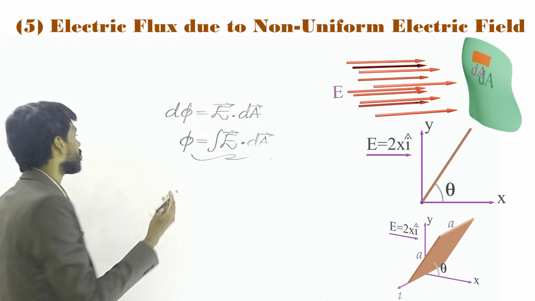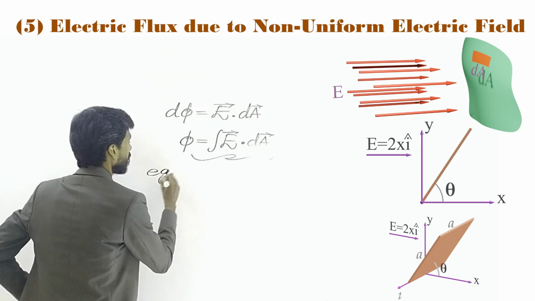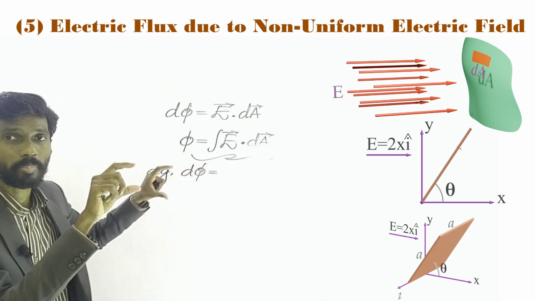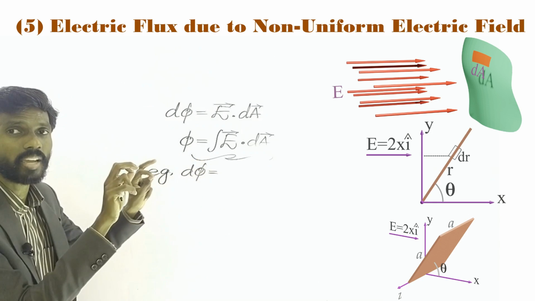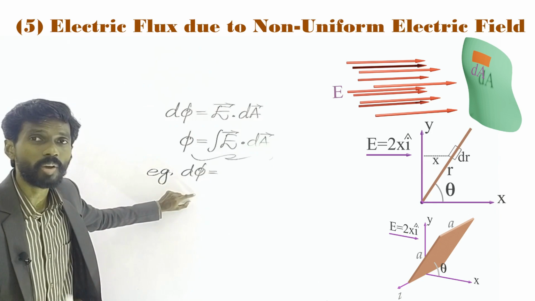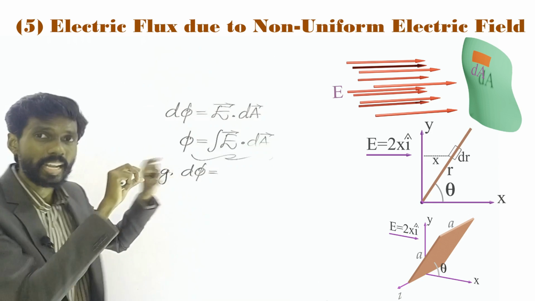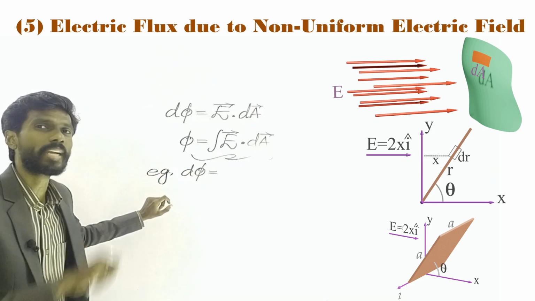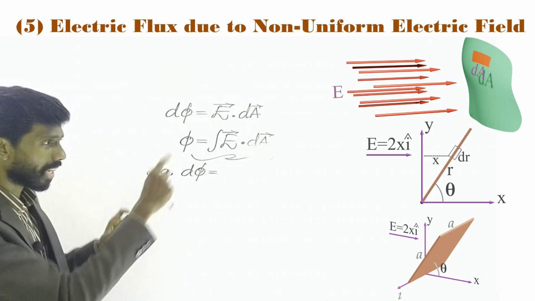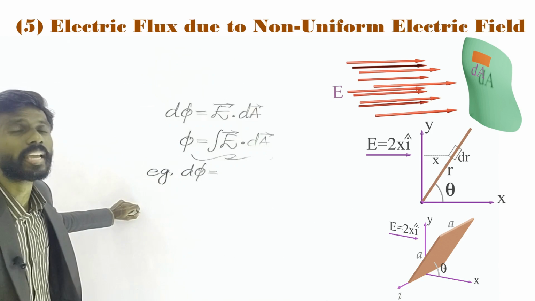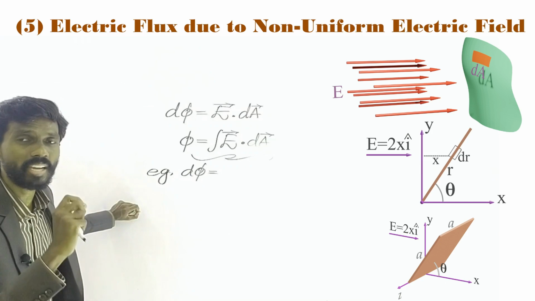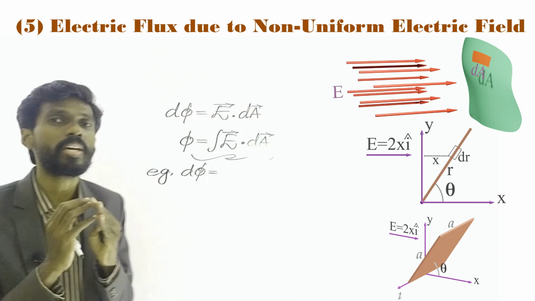So let us find the electric flux. For this example, the electric flux d phi is only due to a small strip. We consider a small strip of length a, and for that elemental portion only we will find the electric flux. That small strip is in the shape of a rectangle. A is the side of the square, so A is the length of the rectangle, and the breadth is taken as dr, where r is the distance from the origin. So the area is A multiplied by dr, the magnitude of the area vector.